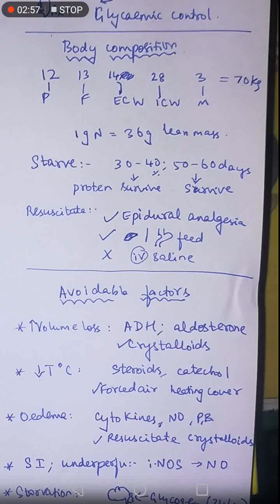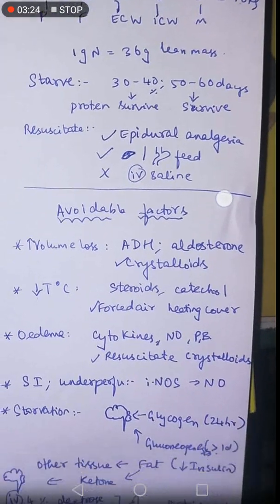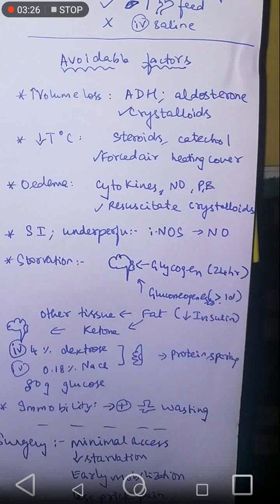During starvation, if the person loses 30 to 40% of the protein, he will survive, but more than that he won't survive. The maximum duration of survival during starvation is 50 to 60 days, and the person should be adequately having a lot of protein for that. For resuscitation, the good measures are giving epidural analgesia and oral feeding as soon as possible. IV saline infusion is not very good. Crystalloids are good though.